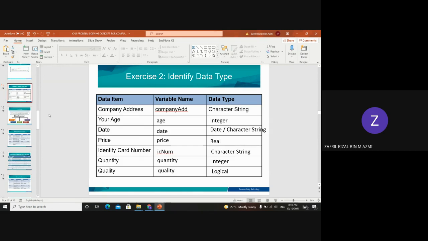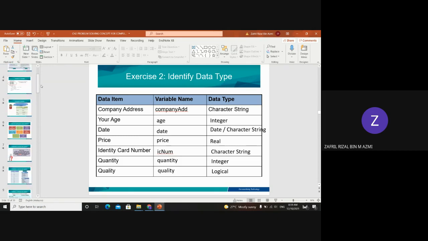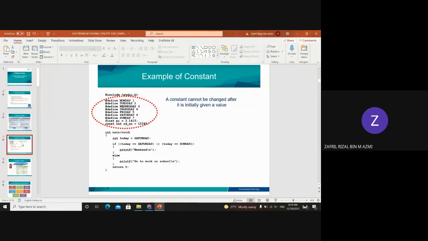On the top of the program you need to do the declaration. For example, over here. This is an example of declaration. So we declare pi as a floating point number. This is a declaration, we declare ID number as integer. This is we declare today variable as integer.